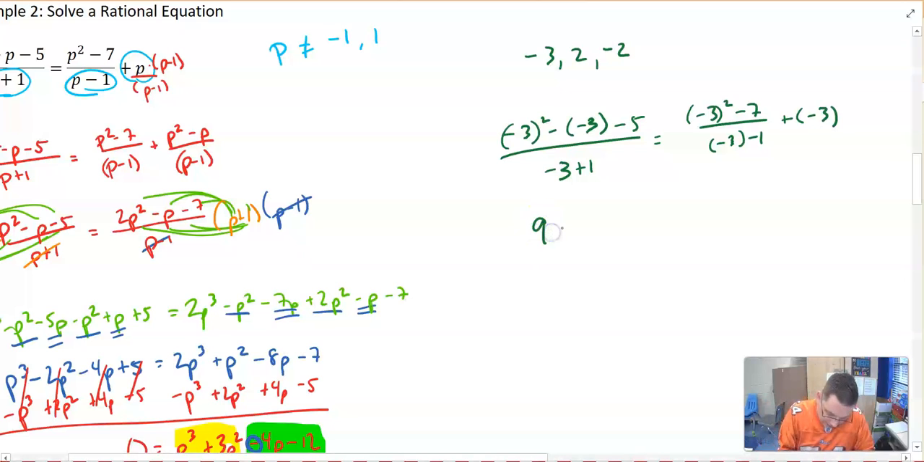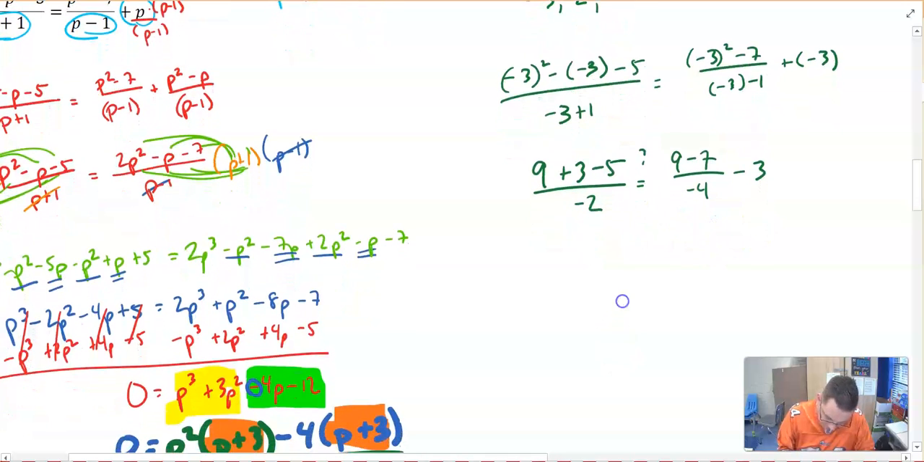So we've got 9 plus 3 minus 5 over negative 2. Is that equal to 9 minus 7 over negative 4 minus 3? And so that's 12 minus 5, which is positive 7, over negative 2. This is going to be 2 over negative 4 minus the 3. So this is negative 3.5. This is a negative 0.5 minus 3. So negative 3.5 is equal to negative 3.5. So it checks out.